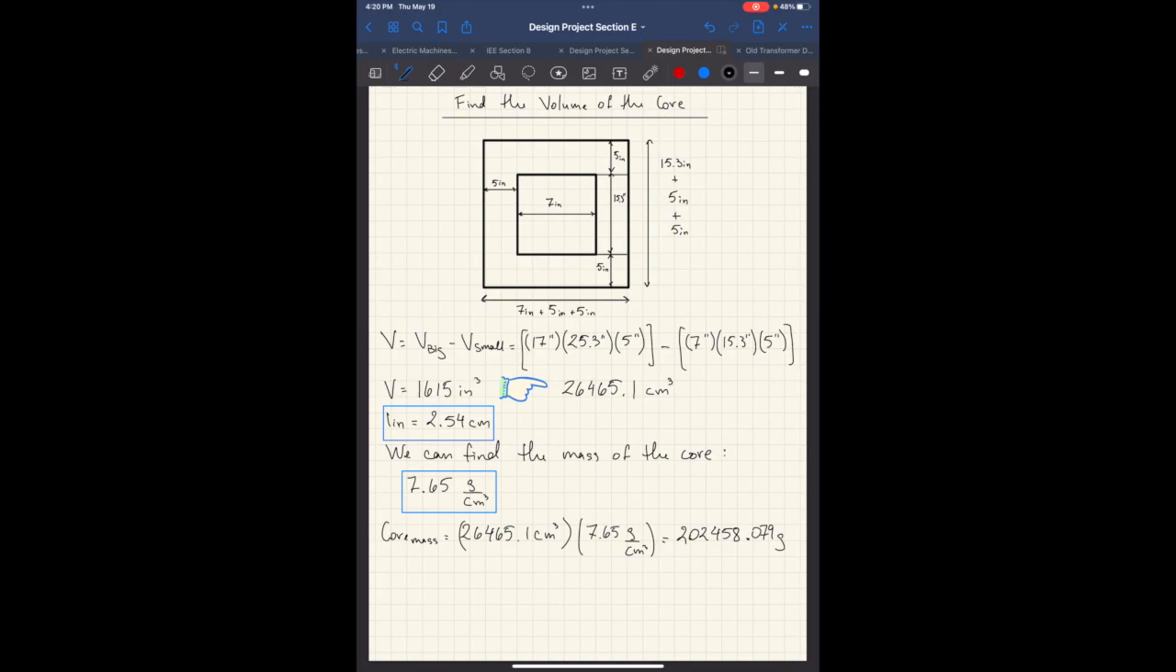We need this because the chart that we're going to use requires us to have it in pounds. We need to convert this into pounds. Anyone remember? 1 gram is how many pounds?